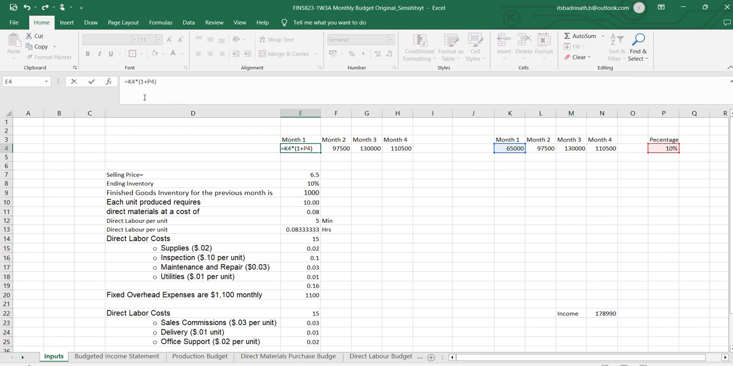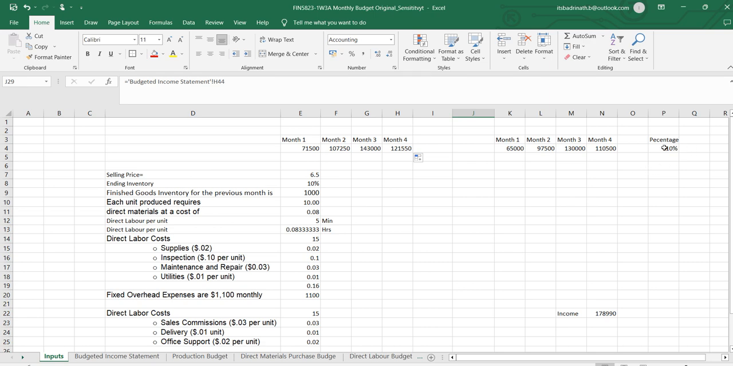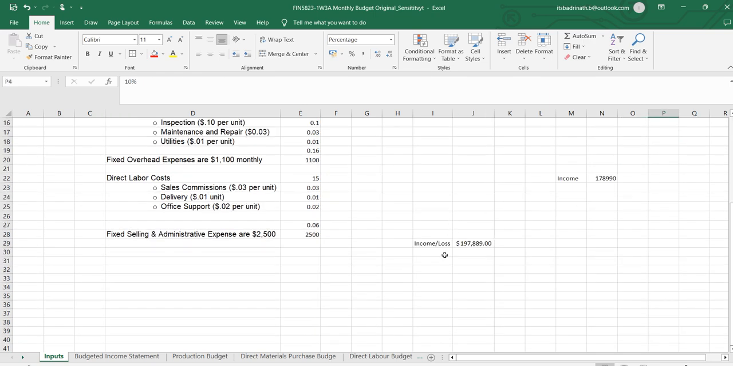So let's make this static again, so that if we drag it, it applies to all other values. Okay. So when we increase the projected sales value by this, what is the income? Income has increased, we can see this, right? Before we had 178, now it is 197,000. So when we make changes, with a 10% increase, automatically the income value got increased.